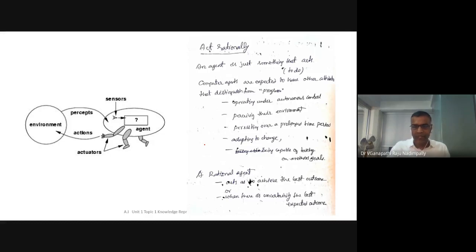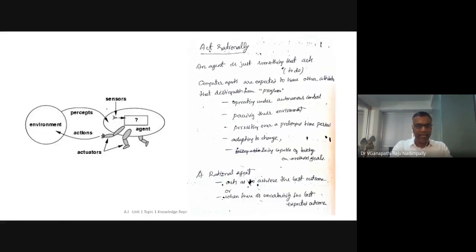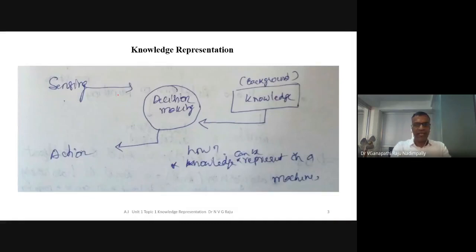Now, from rational agent, slowly I'm going to introduce a new term for the same diagram. Okay, I'm taking the same diagram, environment and agent. Just look here. This circle you can call the agent. Please observe carefully. I'm not teaching anything. Okay, now this I will call the agent.